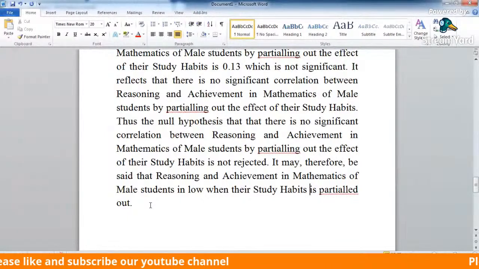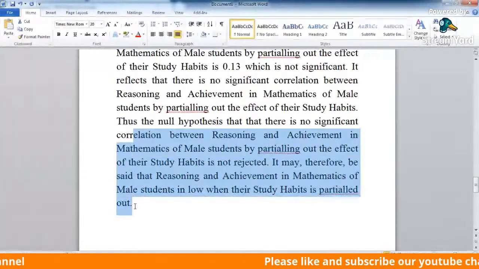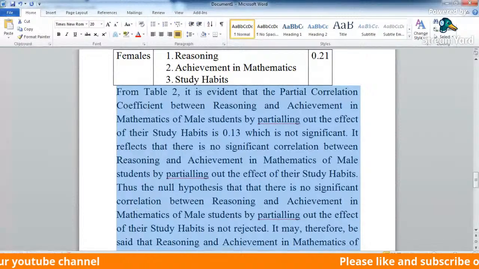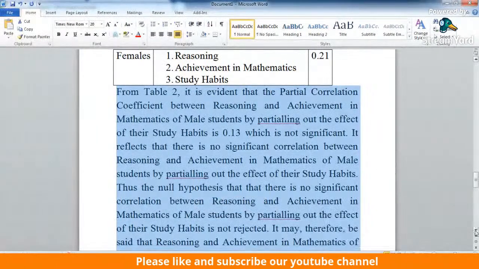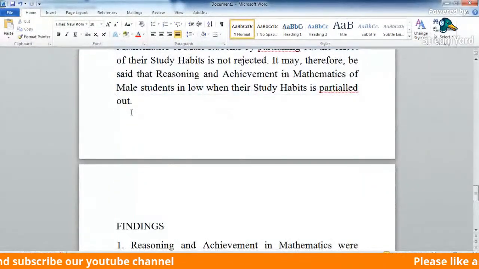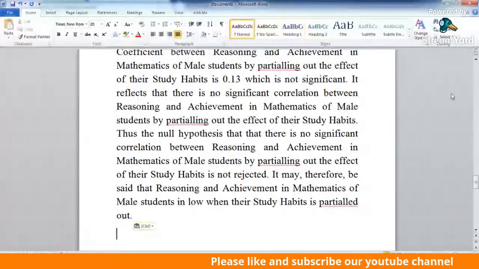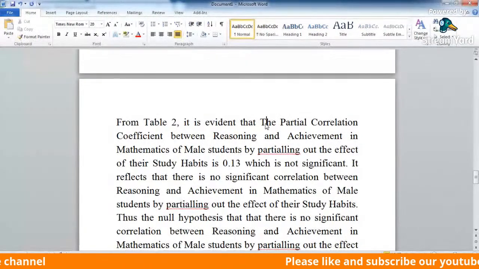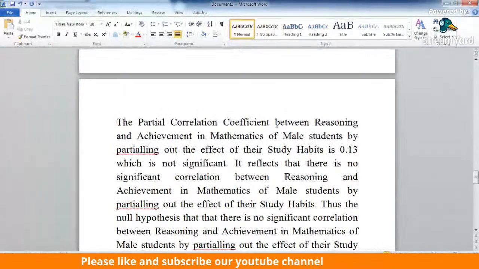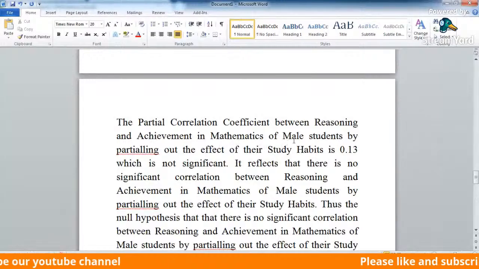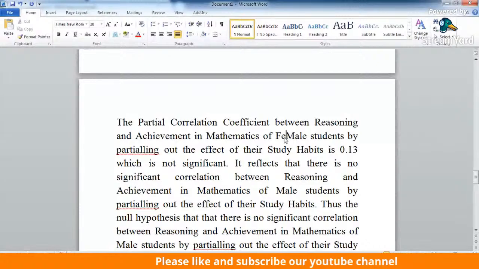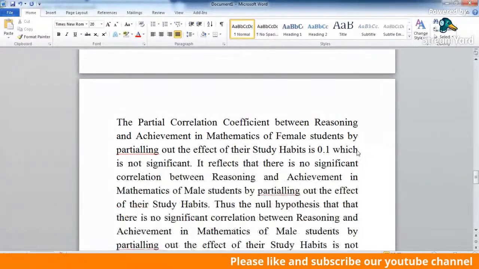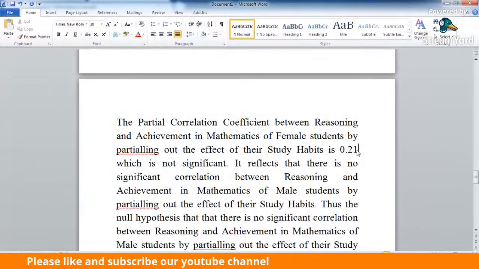Now, if you have to write interpretation in case of female, let me now just copy. I can copy it here and then I will make the changes. The partial correlation coefficient between reasoning and achievement in mathematics of female students by partialing out the effect of their study habit is 0.21, which is not significant.